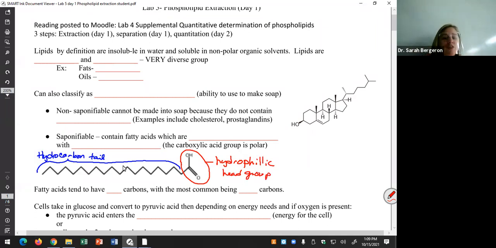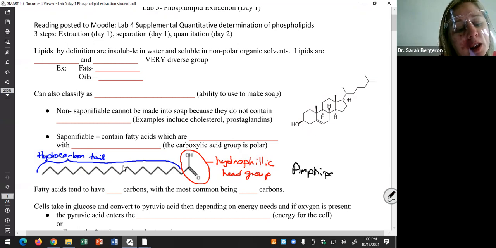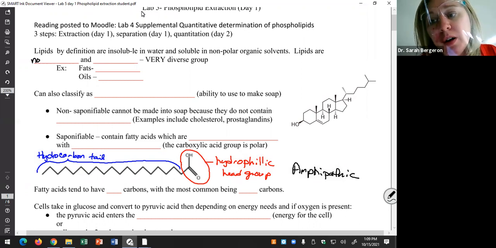So by definition, a fatty acid is amphipathic. It has both the nonpolar and polar parts. So we call it amphipathic, right? Okay, so this is just one type of lipid. Fatty acid is just one type. There are many different types, but in general, they are nonpolar and hydrophobic.